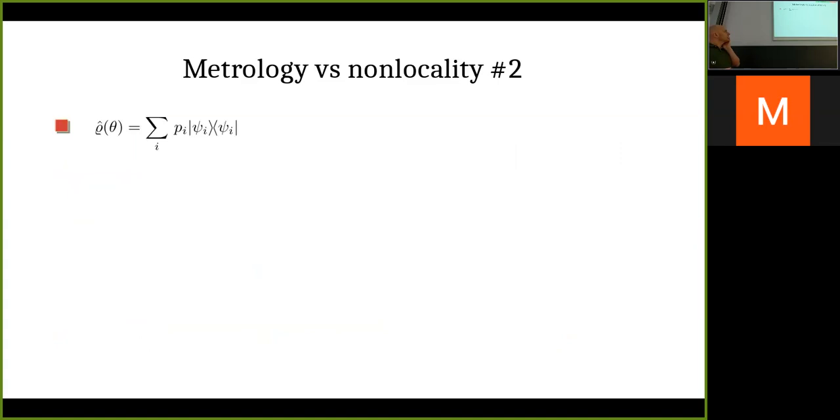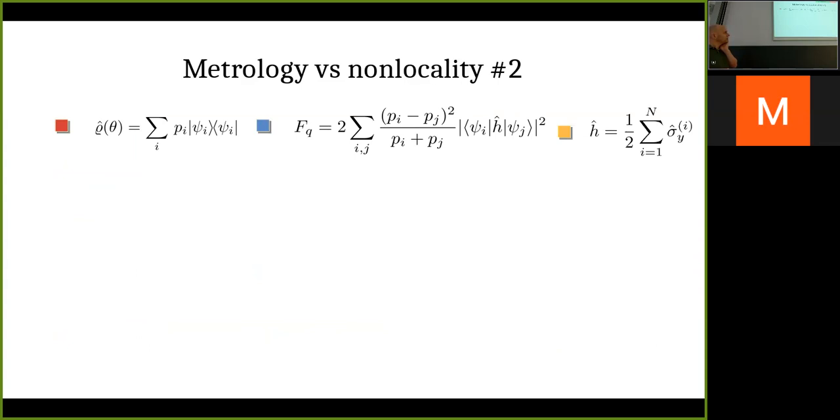Okay, so this is our density matrix. This is the Fisher information. This is the generator. I took here sigma y, but as I said, I can take any orientation. It is irrelevant which orientation I take, so any kind of linear interferometer acting on qubits would work.